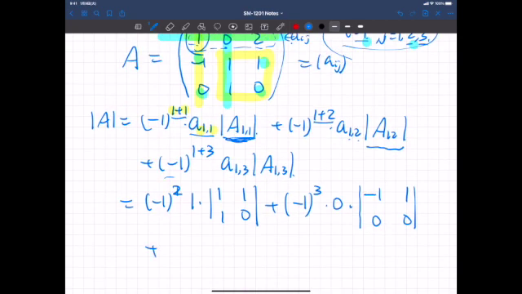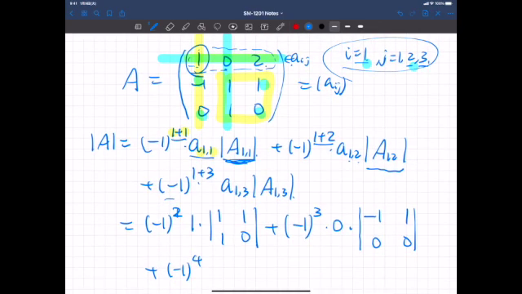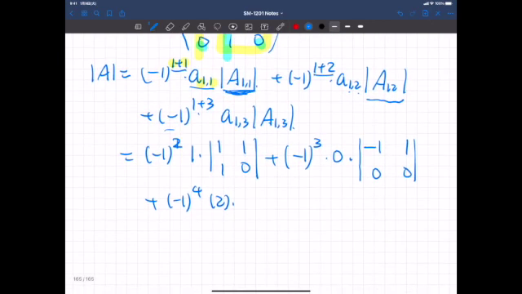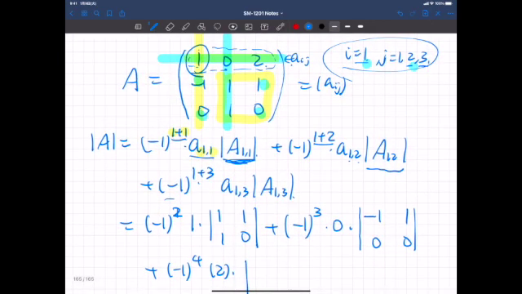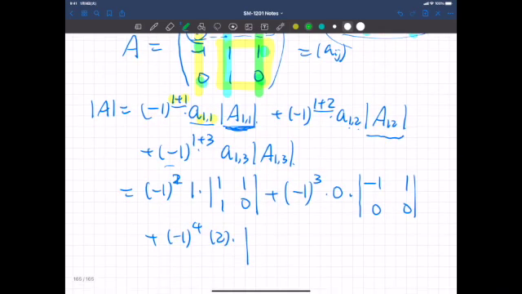And this term is negative 1 to the power of 4, and a_13 is 2. For the smaller matrix, we remove the first row and the third column. So the remaining part is negative 1, negative 1, 1, 0, 1 arranged like this.